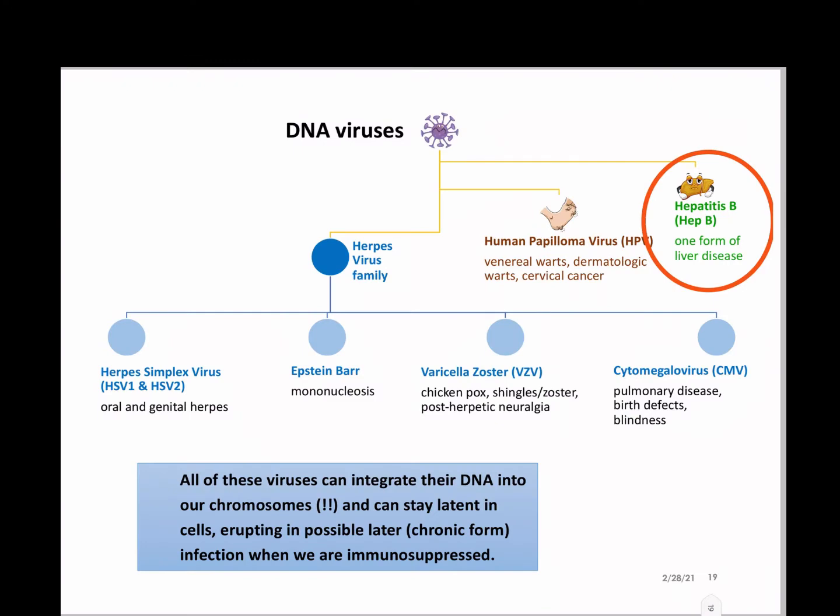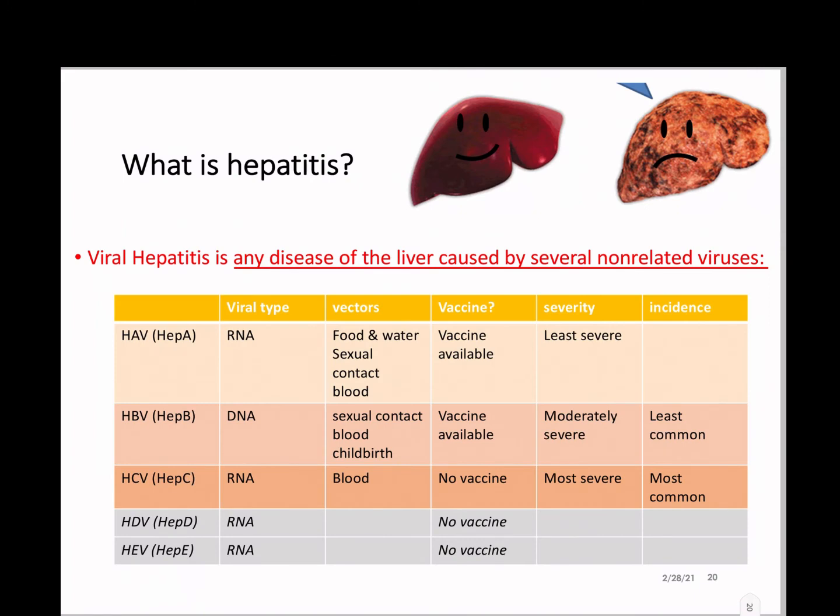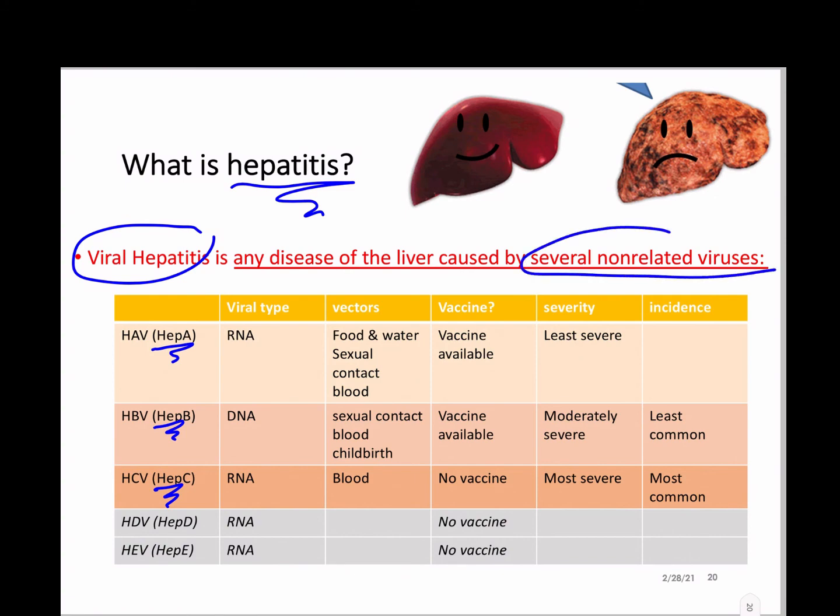And so the last DNA virus that we're going to discuss is the HepB virus. Remember, hepatitis just means liver damage, and there are a lot of ways to get hepatitis. Viral hepatitis is just any disease of the liver caused by any virus. And we've named these viruses based on them causing hepatitis, but that can be confusing because they're actually unrelated viruses, so your treatment for them would not be the same.